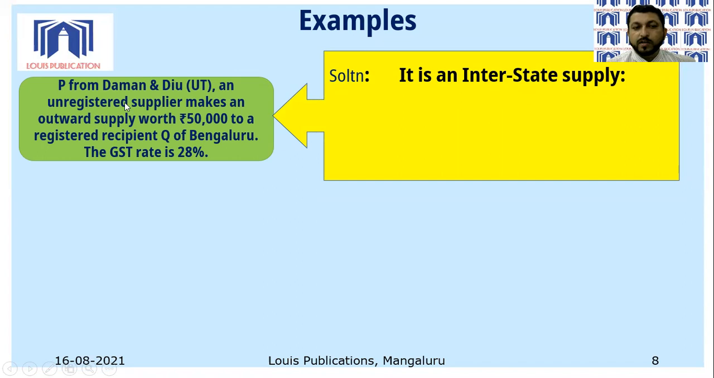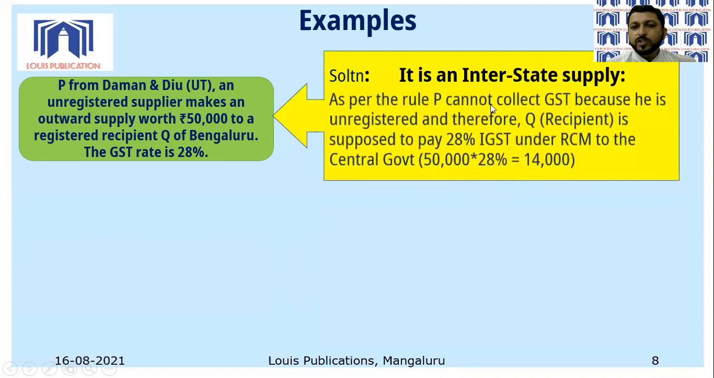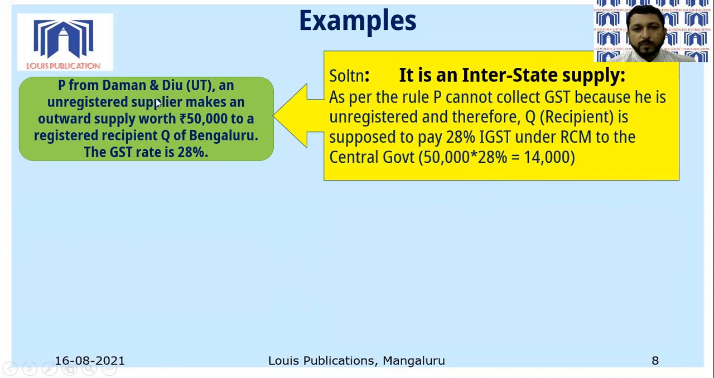He is not registered. So instead of P, Q is going to pay the IGST amount on his own to the central government. Because this is an interstate supply, IGST will become applicable. As per the rule, P cannot collect GST because he is unregistered, and therefore Q, the recipient, is supposed to pay 28% on this 50,000 rupees. So 28% of 50,000 works out to 14,000 rupees.